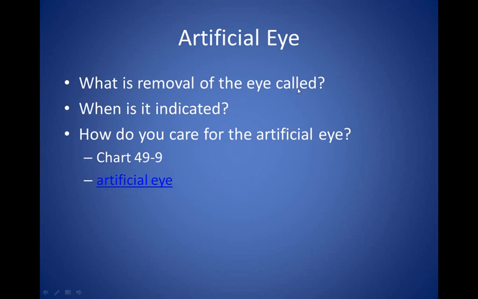What is the removal of the eye called? When you have an artificial eye, that's called an enucleation. When do people get their eye removed? Usually that is if they have some type of trauma, like a laceration and their eye pops out, or some type of cancer or melanoma of the eye. How do you care for the artificial eye? You can review that. That's on a chart in your textbook.